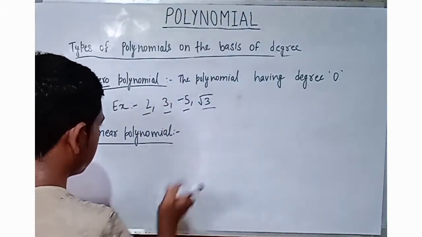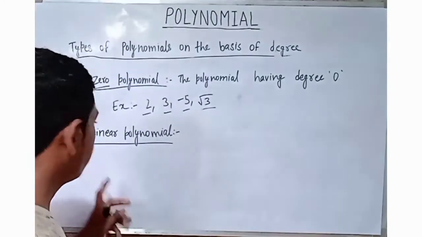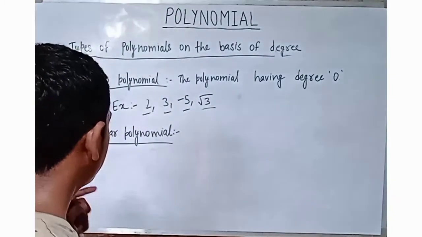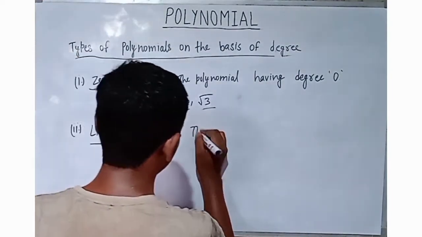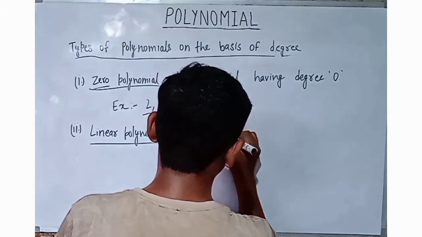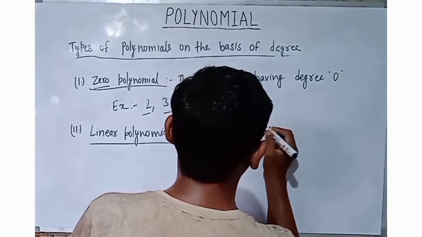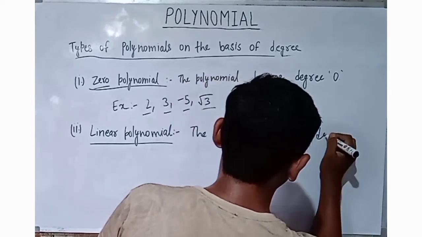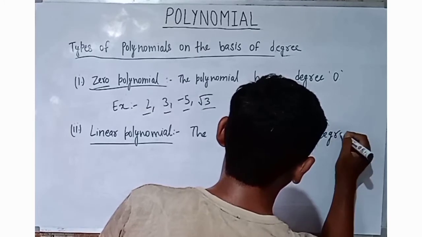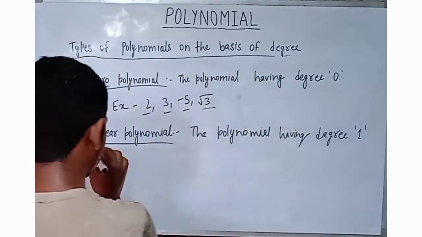In a linear polynomial, the power of the variable will be 1. Means the polynomial having power 1 will be a linear polynomial. The polynomial having degree 1 is called a linear polynomial.